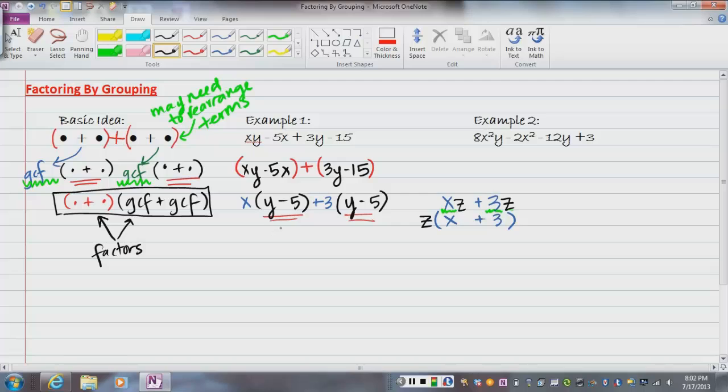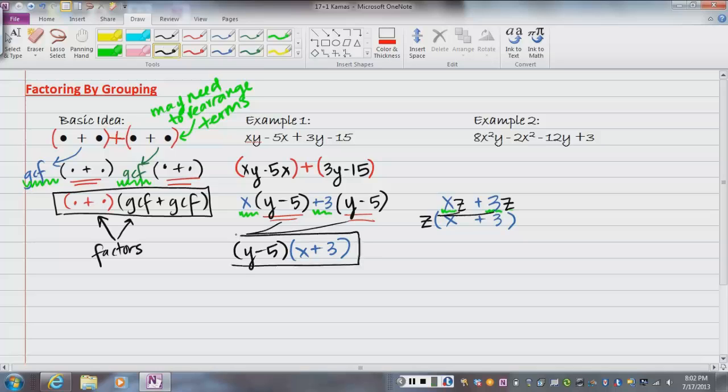So I'm going to pull that out just like I did before. I'm going to take out the y minus 5 as a GCF. And what I'm left with are these terms, x plus 3. And this would be this 4-term polynomial in factored form. Again, if you want to check it, we can just FOIL these two together and we will see that we end up with this. Let's do the next example.